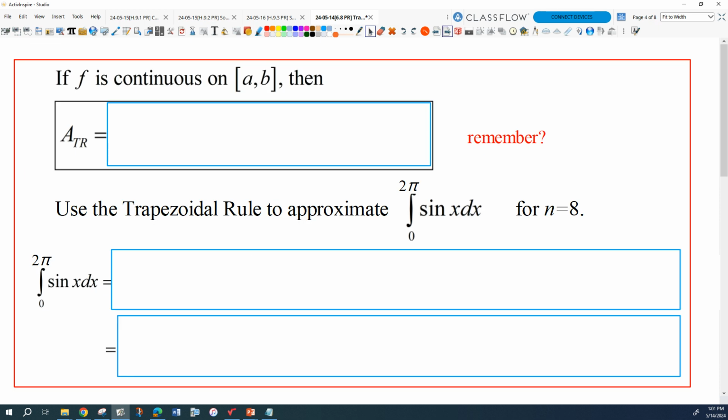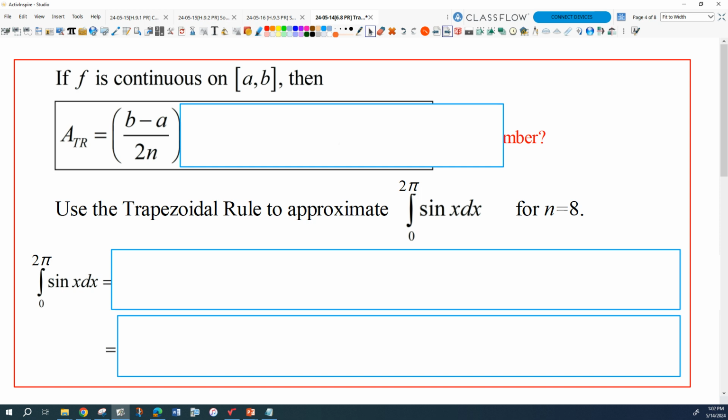So how about this one? If f is continuous on, and this is the trapezoidal rule, if f is a continuous function on some closed interval, then we can use the trapezoidal rule to approximate an area, okay? So what was it? See if you can remember the trapezoidal rule. Okay, so what's delta x though? Okay, good. So b minus a over 2n was the first part.